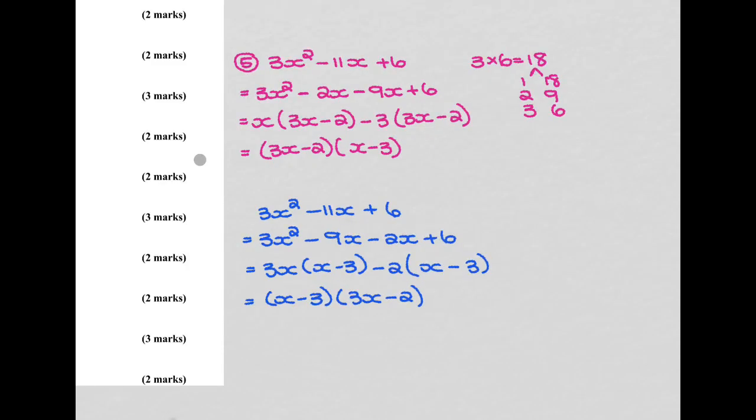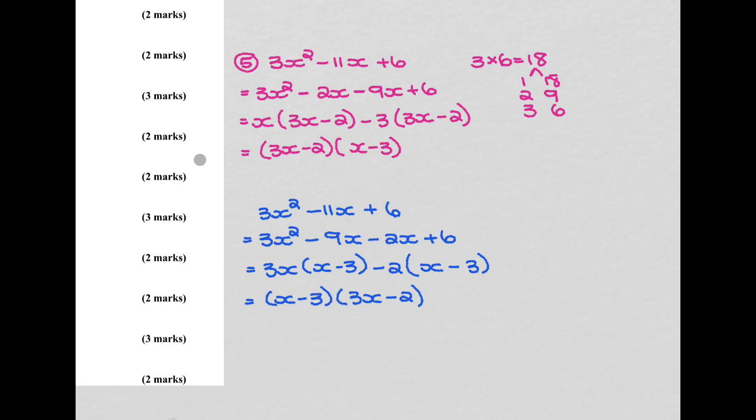I want to use question 5 to just point out one very important fact, and that is that your factors can be written the wrong way around or just a different way around. So this is the same question, the blue and the pink, they are the same question. But in the first example, I know that I'm using the factors 2 and 9 to get 11.